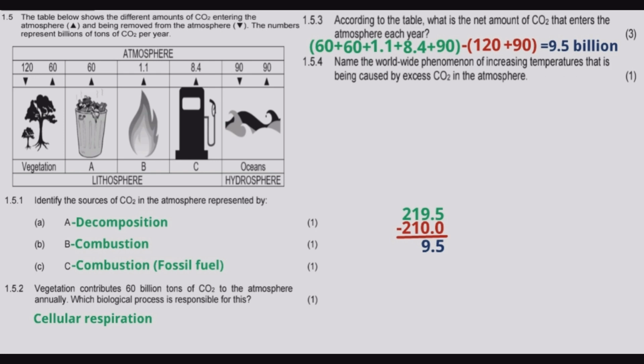We come to question 1.5.4. Name the worldwide phenomenon of increasing temperature that is being caused by excess carbon dioxide in the atmosphere. So I said already the answer is global warming. The correct answer is global warming. Okay.